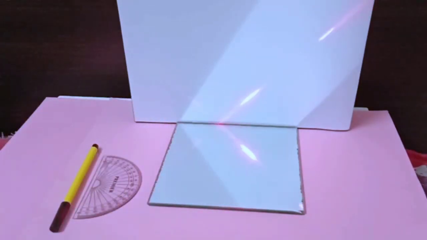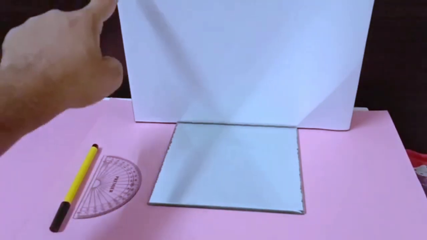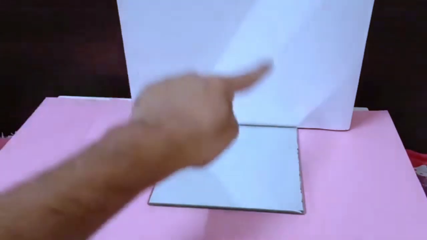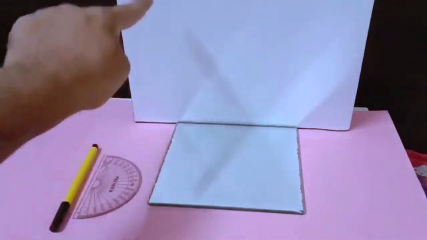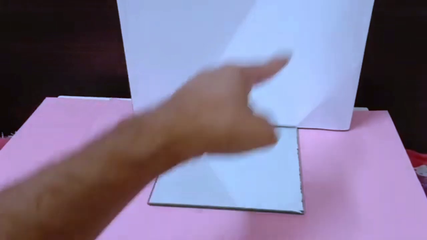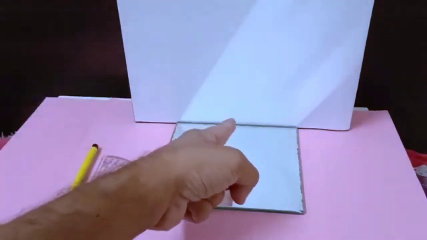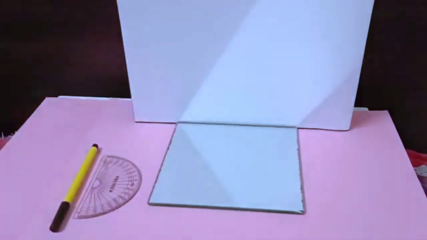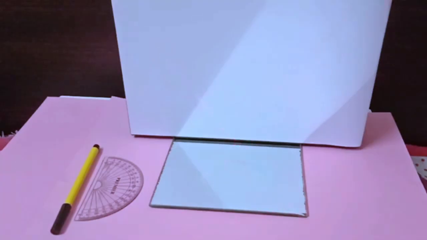Okay, so this is our incident ray. This has the y-axis, this has the x-axis, and this will be the z-axis towards us. So this white screen is nothing but the xy plane, and the incident ray and the reflected ray would definitely be on the xy plane. If you draw the normal from here that separates both incident and reflected ray, you will see that all three are on the same plane.